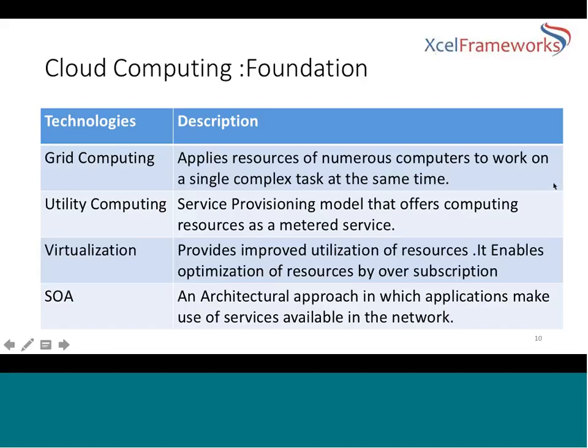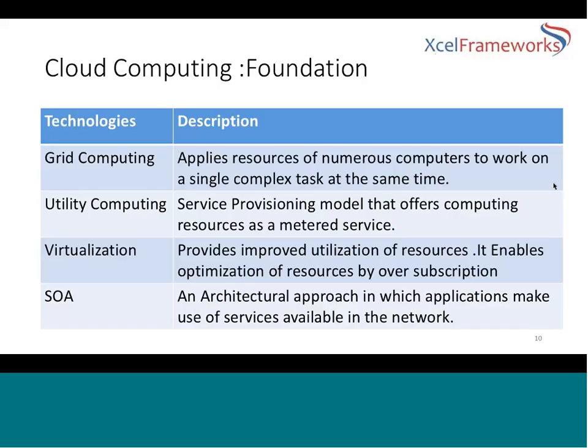Fine. So now let's talk about what set of technologies cloud computing is based on, and what methodologies were used to come up with cloud. First one is grid computing. Second is utility computing. Then you have virtualization, and then you have SOA, that is service-oriented architecture. So you can say the foundation of cloud has come from these 4 different types of computing technologies.